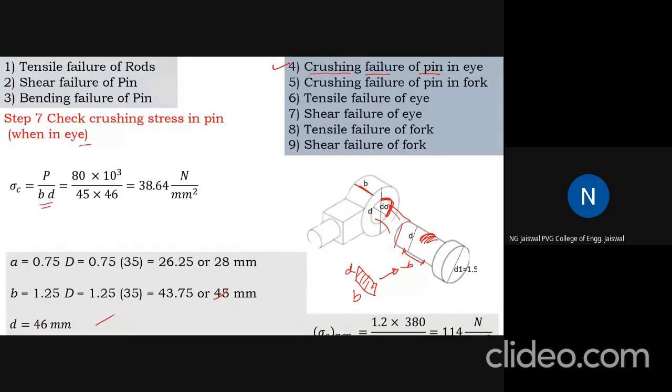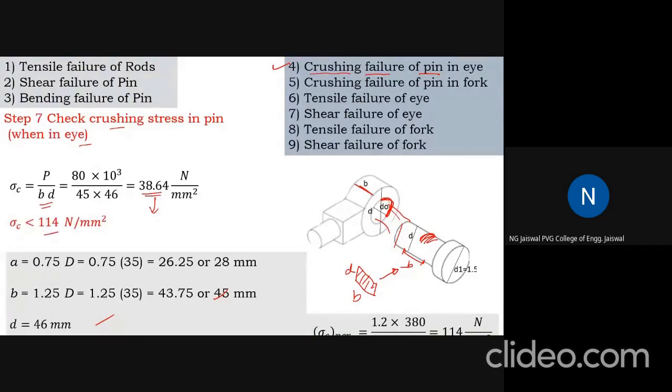Now we said that checking the crushing stress means that whatever induced stress you got should be checked against the permissible, and that's why it should be less than permissible.